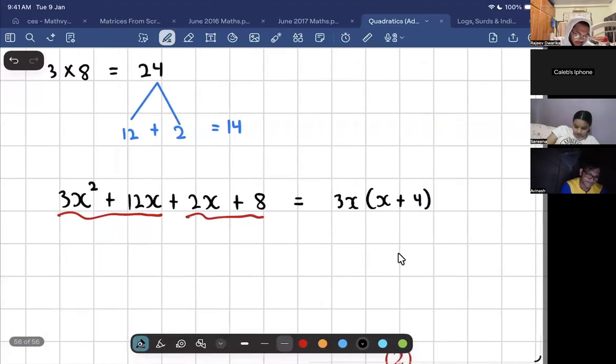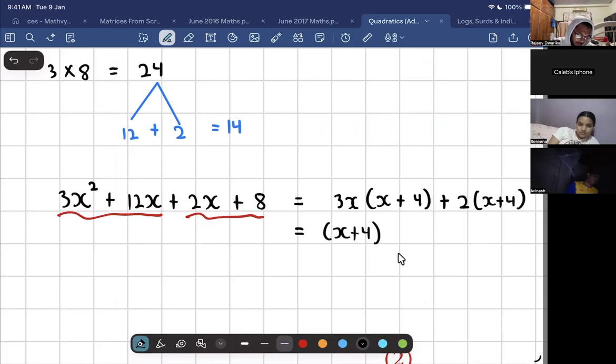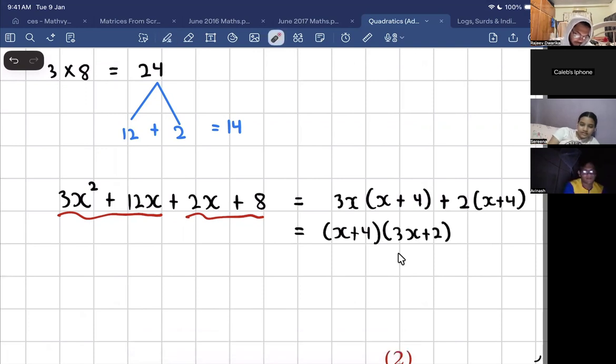And so now let's do the other side. If I have 2x plus 8, what is the greatest common factor? 2. Right. So I'll pull out 2, what do I write on the inside? x plus 4. So you're seeing x plus 4 there and x plus 4 there, so we could actually pull out x plus 4. If I pull out x plus 4, what would I be left with on the inside? 3x plus 2. Are these linear factors? Because what is the highest power of x? 1. Yep, 1.